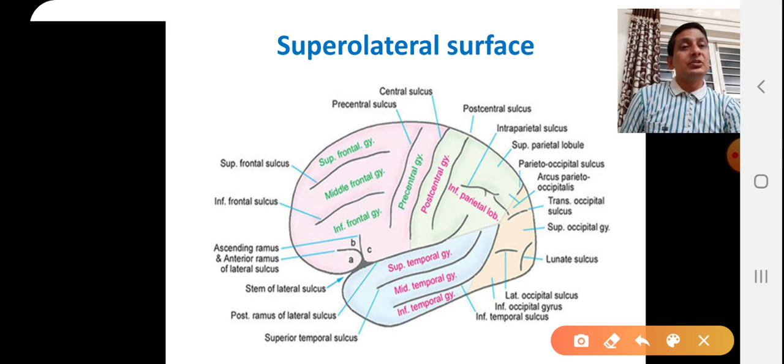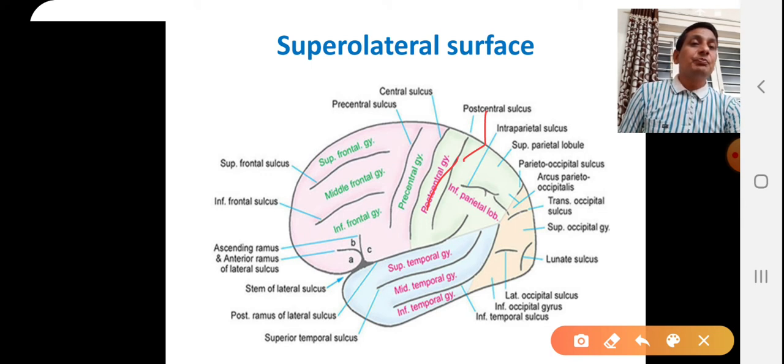On this parietal lobe there is a postcentral sulcus, which is parallel to and behind the central sulcus. In between the central sulcus and postcentral sulcus, there is the postcentral gyrus. Then behind the postcentral sulcus, this part is divided into inferior parietal lobule and superior parietal lobule by the intraparietal sulcus.